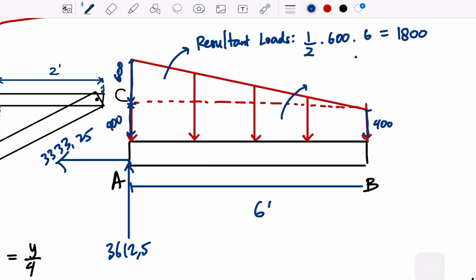And for the rectangle, the load is 400 by 6, which is 2400, right?